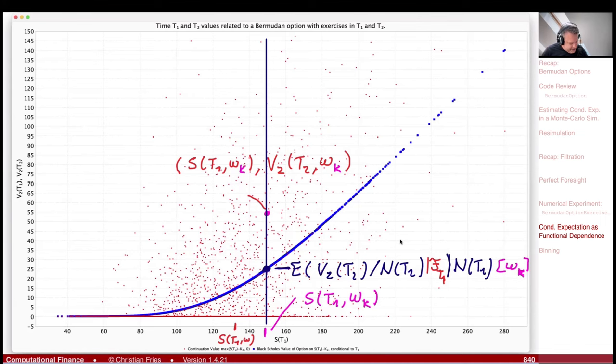But in this example, the only thing that determines the exercise criteria or determines the conditional expectation is the value of the stock that I observe at time T1. So instead of conditioning on a sigma field, I can also write it conditional on a random variable. And this is the next important step. I can describe the conditional expectation as a function of a random variable. Because you see, this blue line here is a function of the stock value at time T1. This function is the Black-Scholes formula. So my conditional expectation is a function of a random variable.